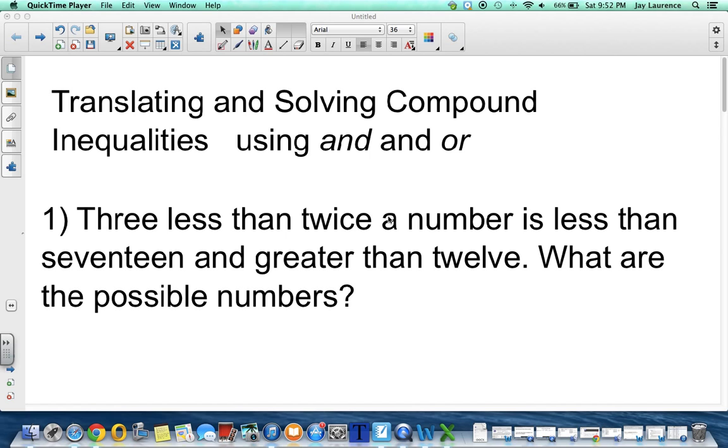Hello, Elder students, Mr. Lawrence here once again, and in this video we're going to be translating and solving compound inequalities using "and" or "or." And you might be thinking, Mr. Lawrence, what is a compound inequality? Well, it's just two inequalities joined together by the word "and" or "or."